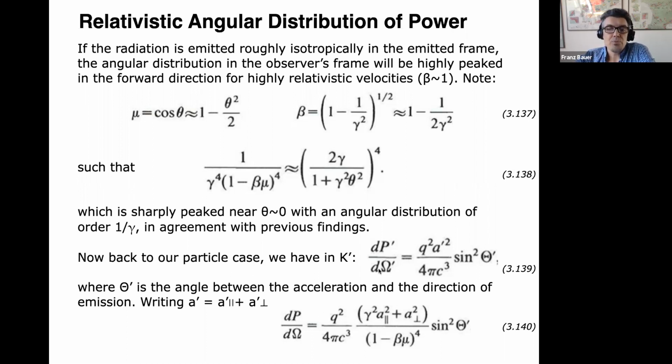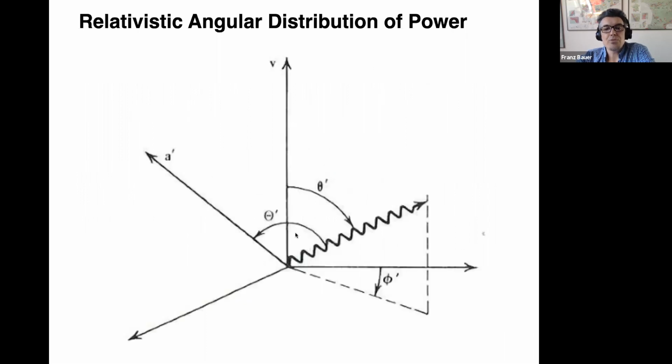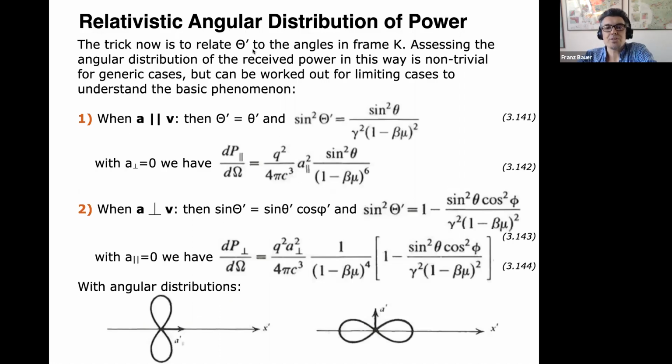Okay, so we then want to, so this is our angle theta prime, and this is our phi prime, phi prime and theta prime here. And so this is the acceleration. This is the velocity of the 2 different frames, and the radiation is coming somewhere like this. So that's the mental picture. We want to transform this into our frame. So how do we actually transform this thing is the trick.